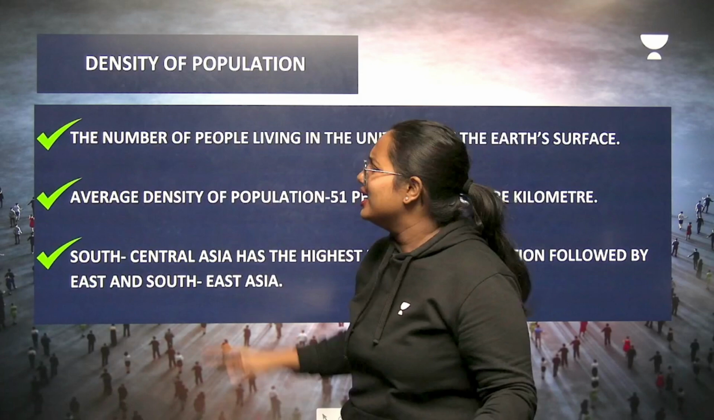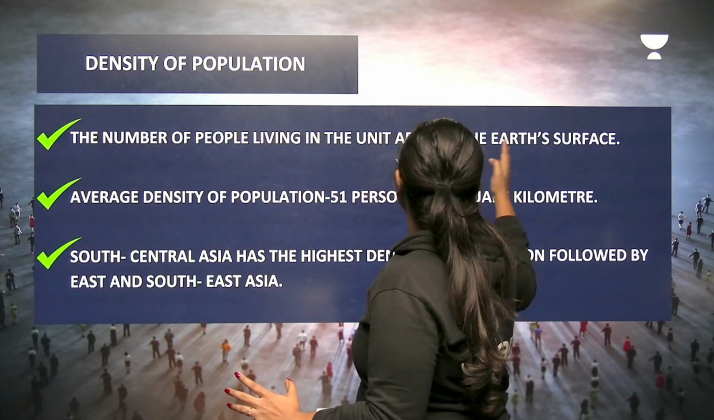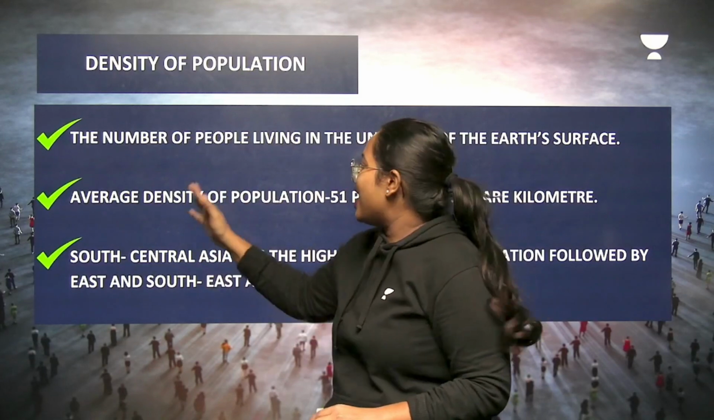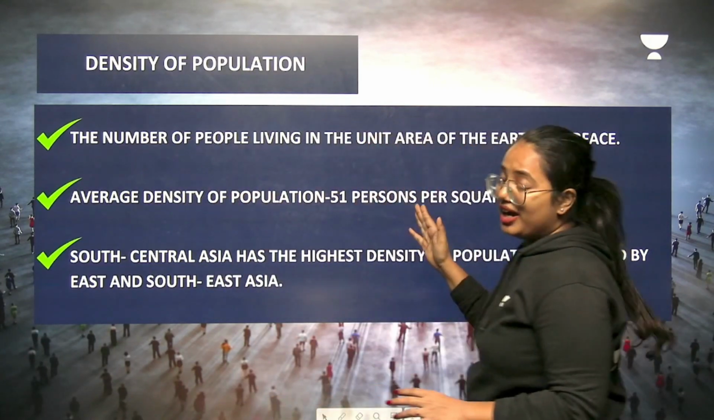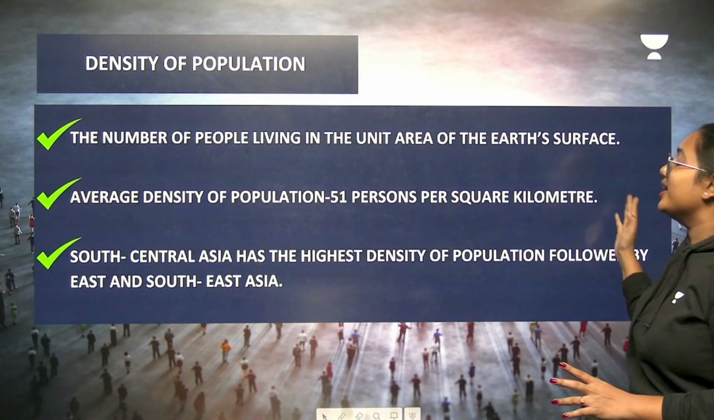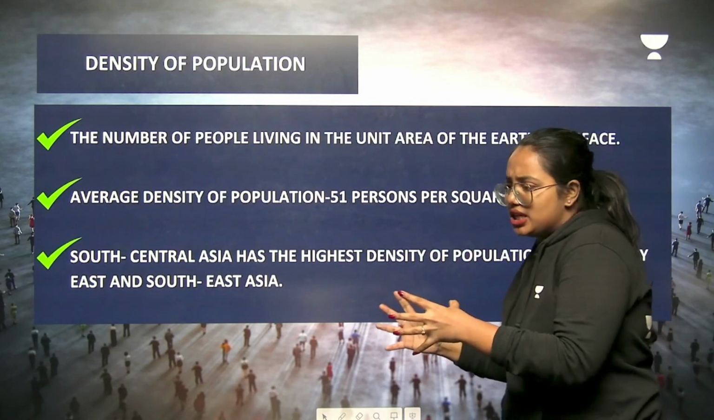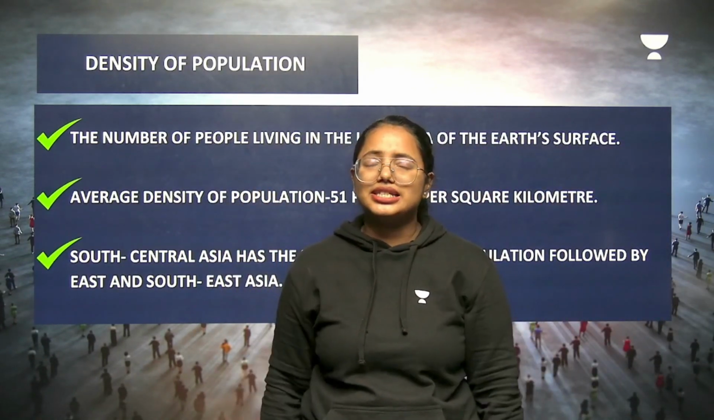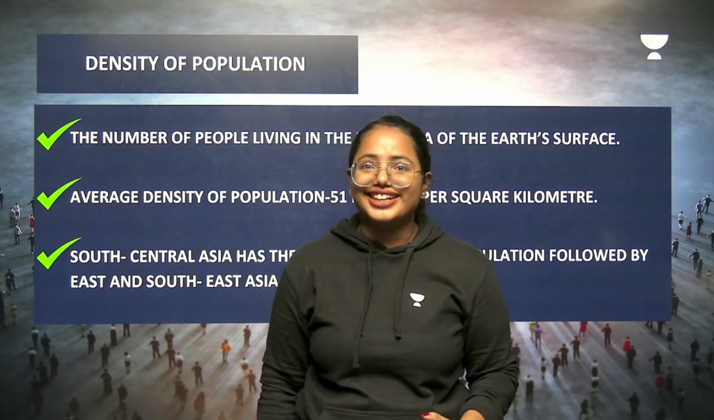What is meant by that? The number of people living in the unit area of Earth's surface can be called the density of population. Average density of population is given as 51 persons per square kilometer. So when you consider a square kilometer, it has around 51 persons. So think about the population, right?